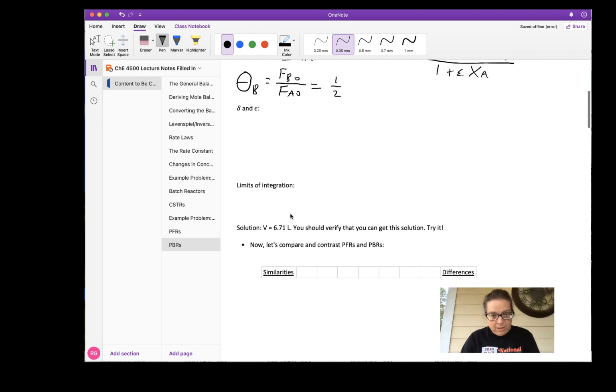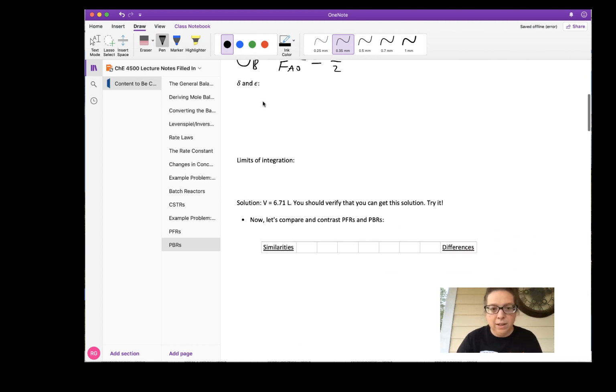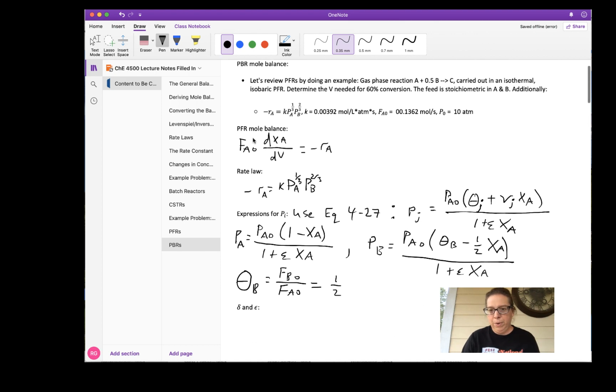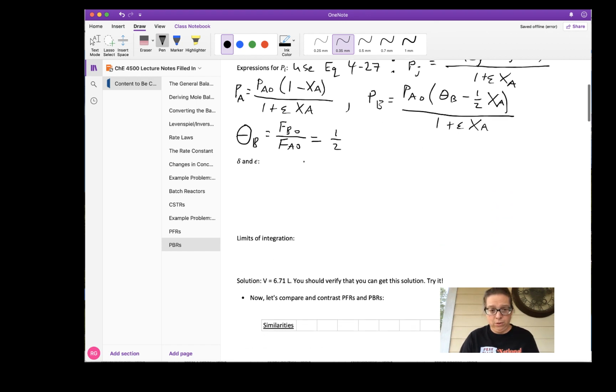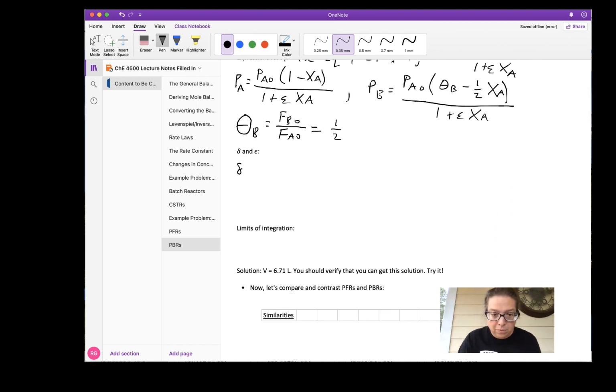The next step is to get delta and epsilon. So delta, recall, is the change in the number of moles across the reaction per mole of limiting reactant. So if I go back up to my reaction, the stoichiometric coefficient on A is 1, so I don't need to do any normalization here. Basically, I have 1.5 moles on the reactant side, and 1 mole on the product side. Therefore, I have a change of negative 1/2 moles. So delta is equal to minus 1/2. Epsilon is equal to YA naught times delta.